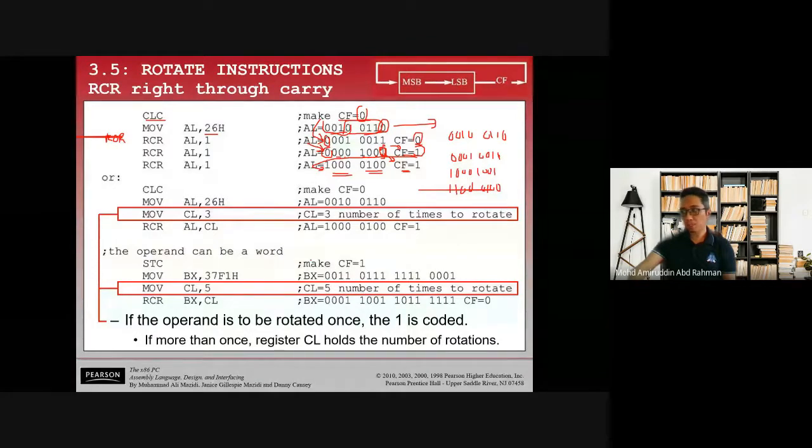This is what I mentioned, CF is 1, and then we want to move that. So we have 5 times over here. Alright, so let's try this. Who wants to try next?